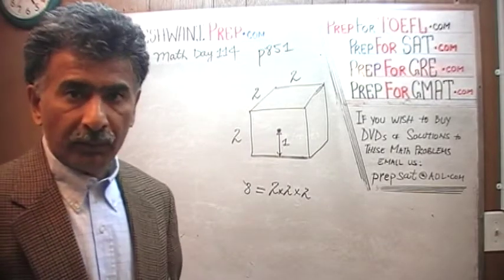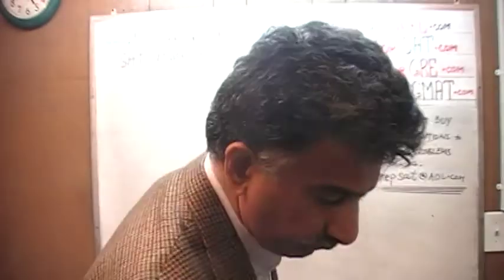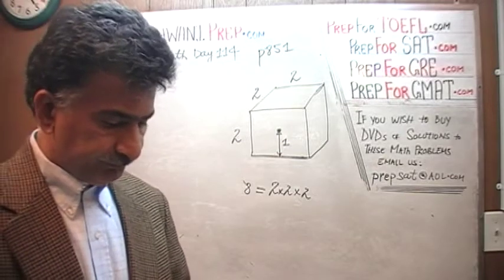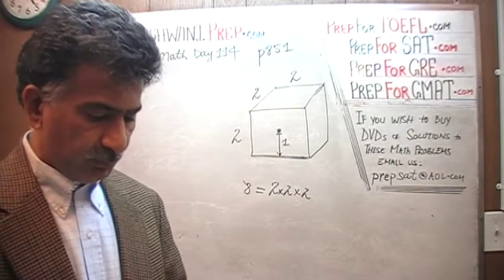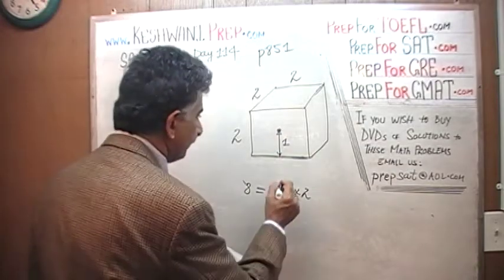That's it. I don't know what else to show you here. There is no solution as such. There is no mathematical solution that I can present to you. The shortest distance from the center to the base is just 1. The answer is A.